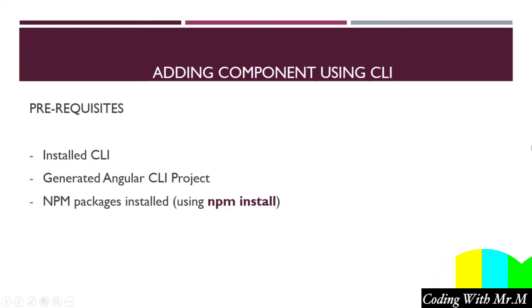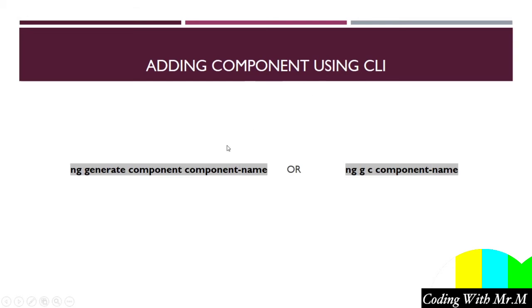To proceed creating an Angular component using CLI, the command used for that is ng, which stands for Angular, generate to generate, component, and then the component name. You can give any name to your component. There is an alias to it also. G stands for generate, C for component, and then the usual component name that you're going to give to your component. So this is the command that is used to create a component using CLI. And this is the short form of that.